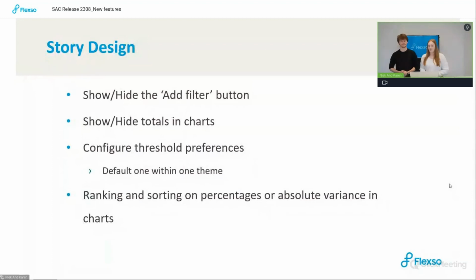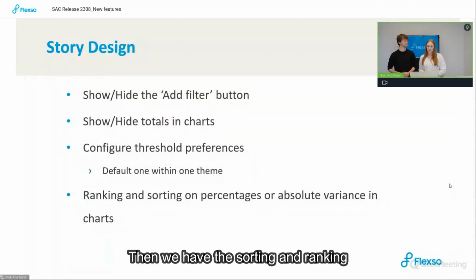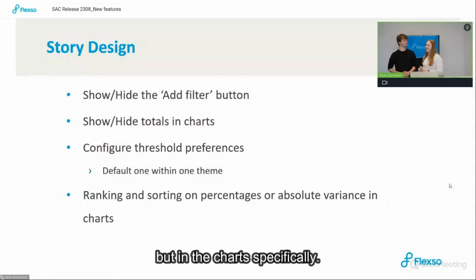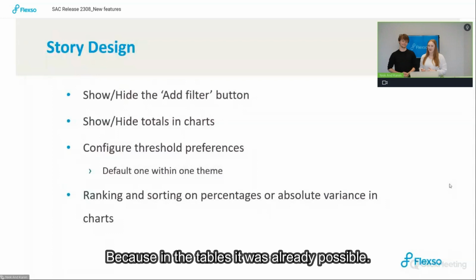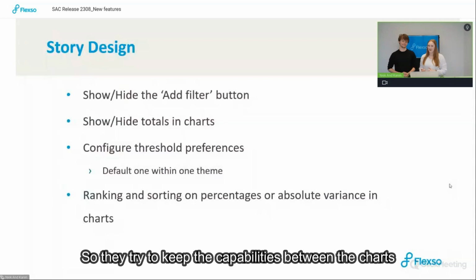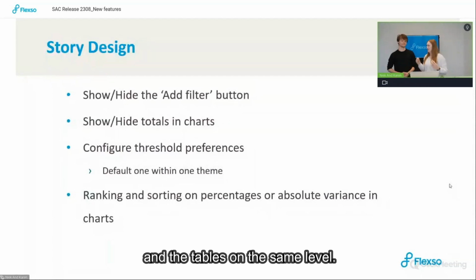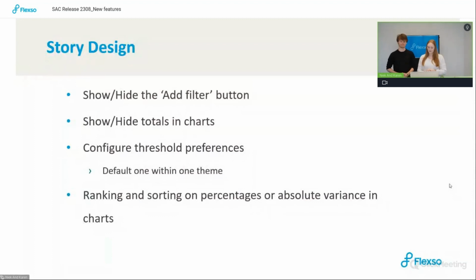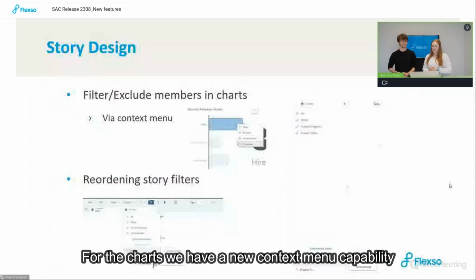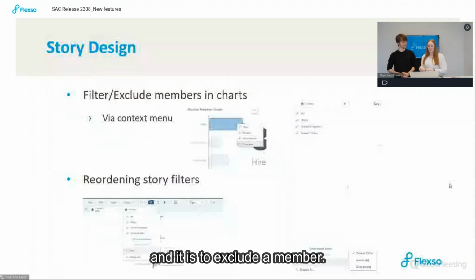Exactly. Okay. Then we have the sorting and the ranking on percentages and absolute variances, but in the chart specifically, because in tables it was already possible. So they try to keep the capabilities between the charts and the tables on the same level. For the charts, we have a new context menu capability, and it is to exclude a member. We could already filter, but now it's possible to select just one part of your visualization and exclude it altogether.